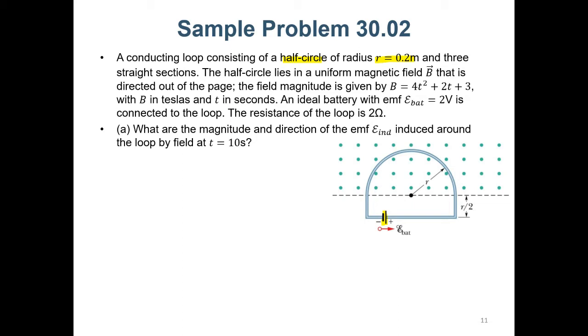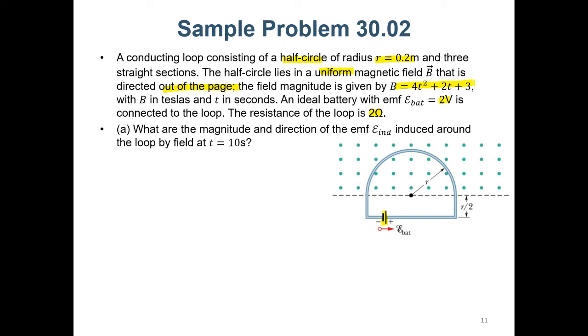The half circle lies in a uniform magnetic field. So this B field is uniform, directly out of the page. The field magnitude B is like this, for t larger than 0. So this is always larger than 0, with B in Tesla and t in seconds. An ideal battery with EMF of 2 volts is connected to the loop. The resistance of the loop is 2 ohms. So there will be a 1 ampere current.